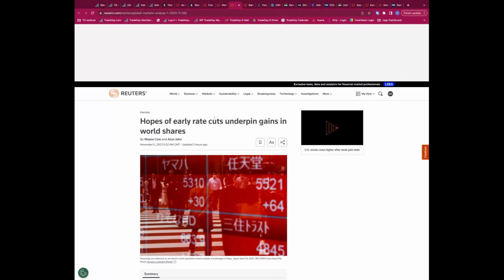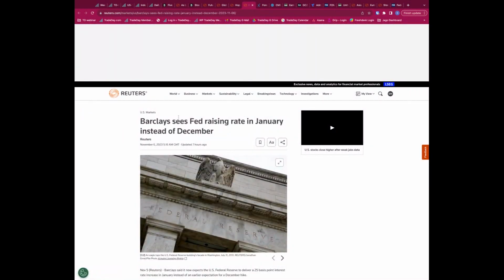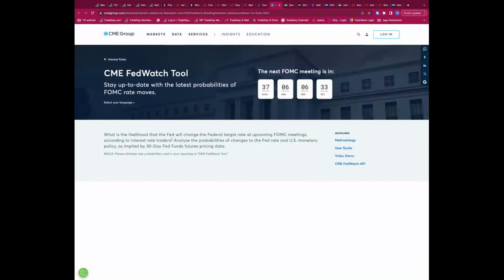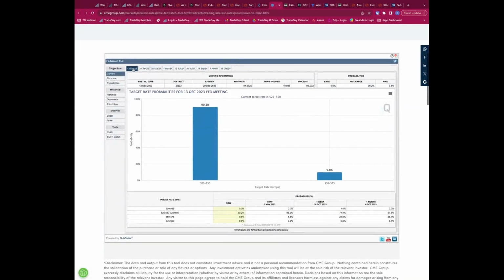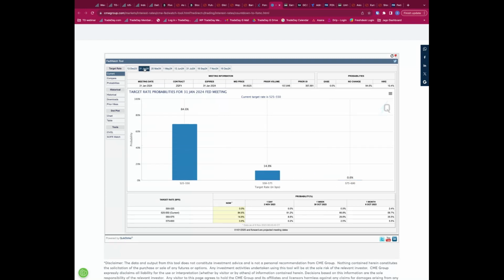Hopes of early rate cuts underpin gains in world shares. So it's not just in the US that we're looking for rate cuts coming a little bit earlier. Barclays still see another rate hike, but they're looking for the Fed to raise rates in January rather than December. On the CME FedWatch tool, for December there's now a 90% chance of unchanged, so the market does not believe the Fed will go again, and the bond market is telling you the same thing. For January, the chance of it staying the same is still up at 85%, so very little chance of them going in January.